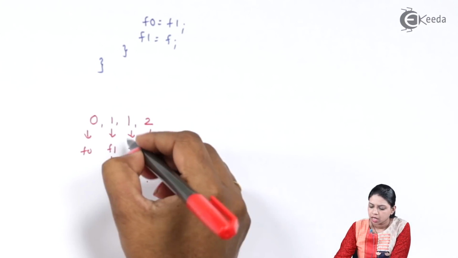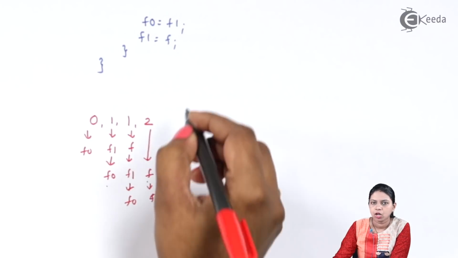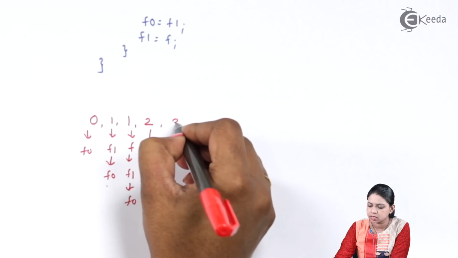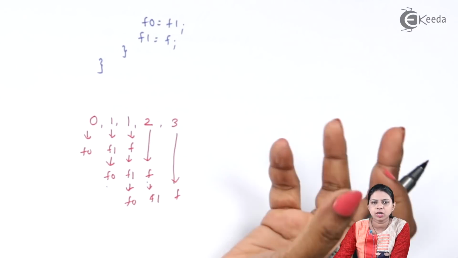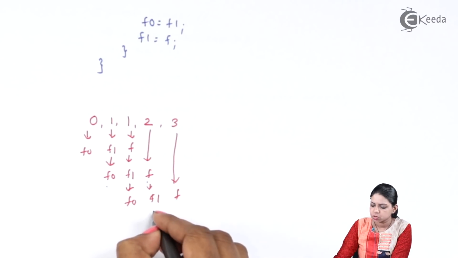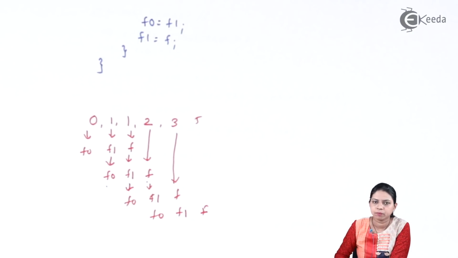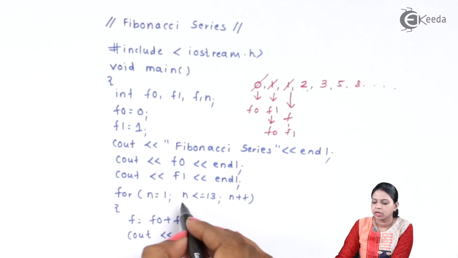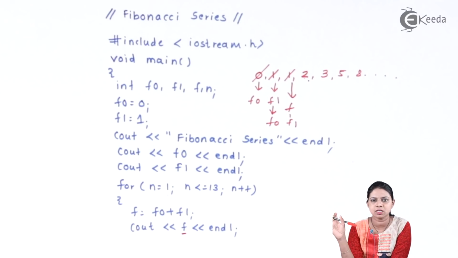Now in this case, this is going to be f0, this is going to be f1. So what f will I get here? 2 plus 1 is 3. So this is going to be f. In the next iteration, again the terms will get exchanged, and this will be your f0, this will be your f1, and then I will get f as what? 5. So I will keep on doing the things till my n is less than equal to 13, and at the end of the loop I will be getting the Fibonacci series. I mean first 0 and 1 included, so I will be getting 15 terms of the Fibonacci series on my computer.